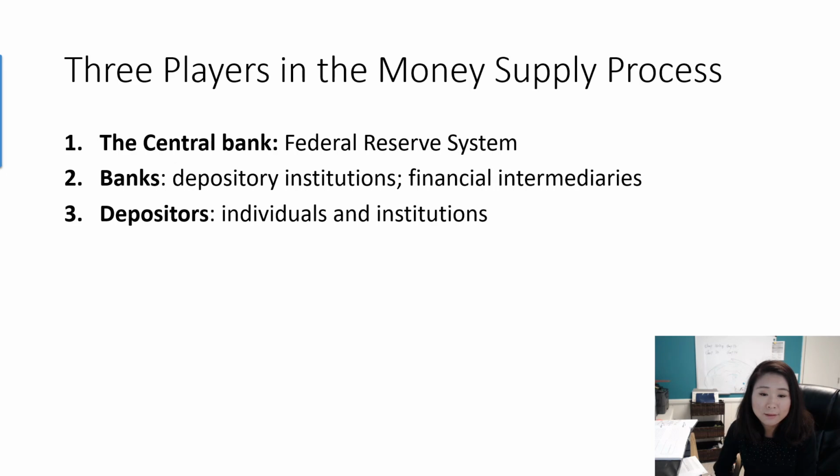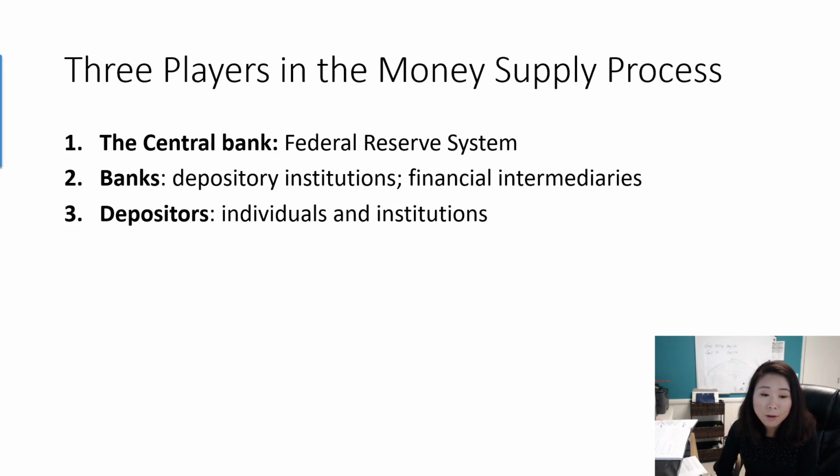The banks are financial intermediaries that accept deposits from individuals and institutions and make loans, like commercial banks, savings and loan associations, mutual savings banks, and credit unions. So they are considered the second player, banks. And the third player is called the depositor. Usually it means individuals and institutions that hold deposits in banks. So you are not the only one who can be considered a depositor. Some big businesses put their money as a deposit in the bank, so they are also considered depositors.